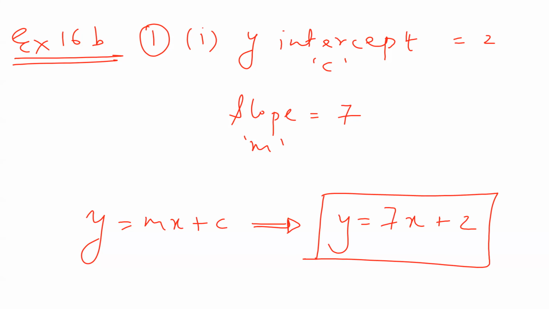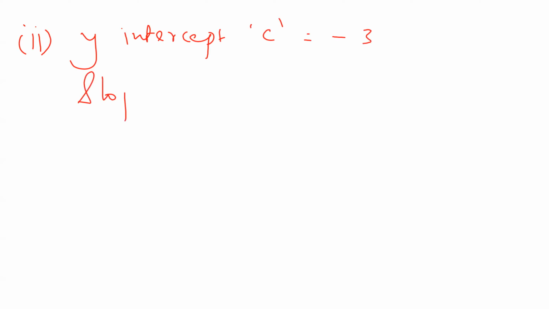Second sub question. So we have y-intercept c is equal to minus 3 and we are having slope m as minus 4. So equation of the line will be y is equal to mx plus c. So y is equal to minus 4x minus 3.